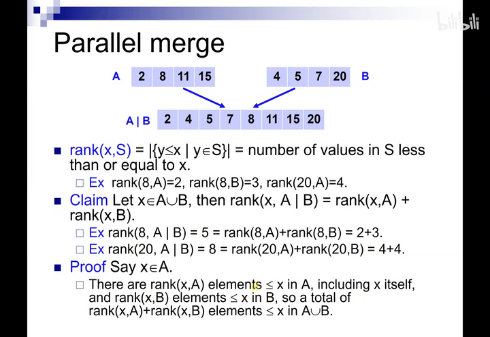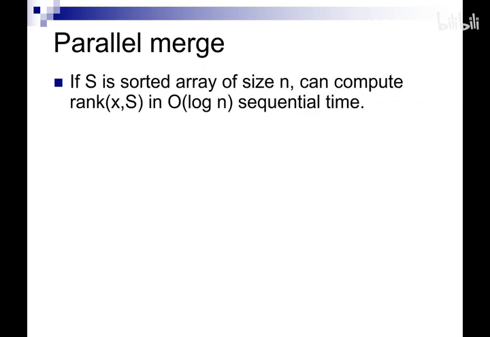So then the rank of x in A concatenated with B is just how many values are less than x in A plus how many values are less than x in B. So that's just the sum of these two ranks. So that shows the claim. Now this claim is actually pretty important because this is what we're going to use to do the parallel merge sort.